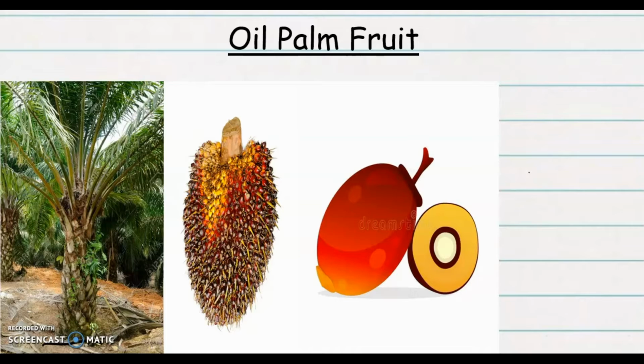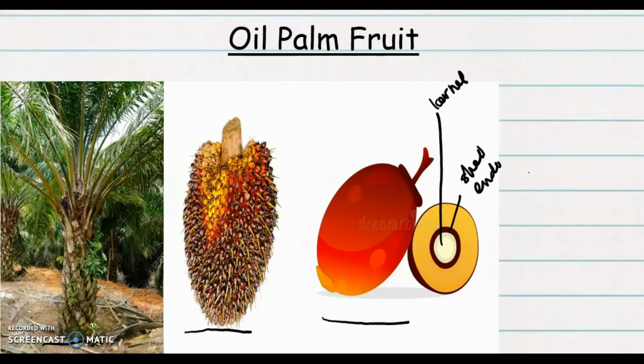Here is the tree, a bunch of oil palm fruit, and the last picture is the cross section of an oil palm fruit. Based on the cross section, in the middle is the kernel, and the kernel is protected by a shell called the endocarp, and here is the pulp, sometimes we call it the mesocarp.